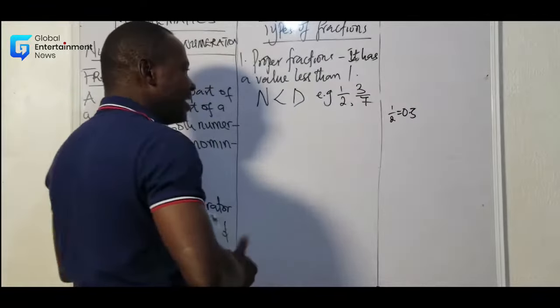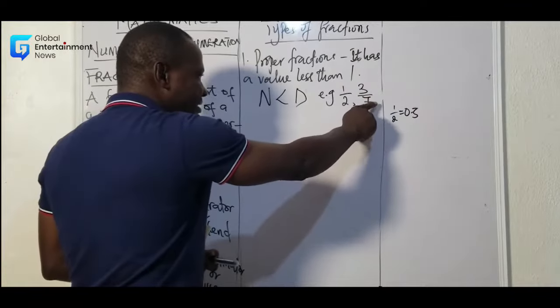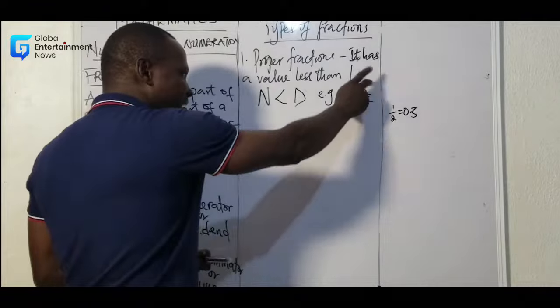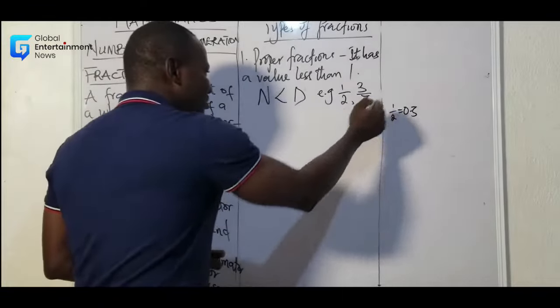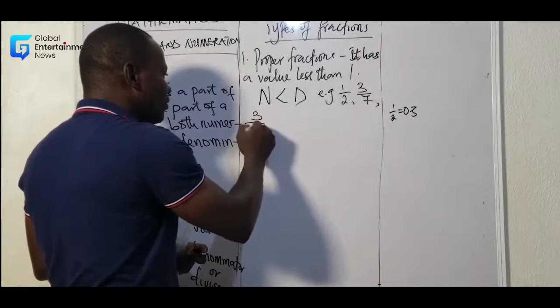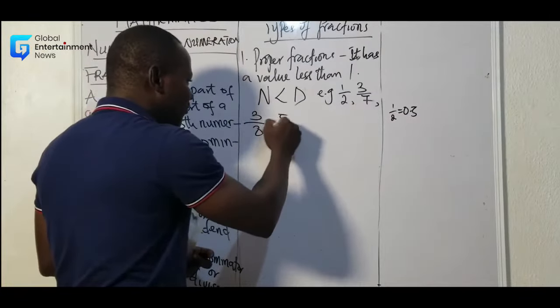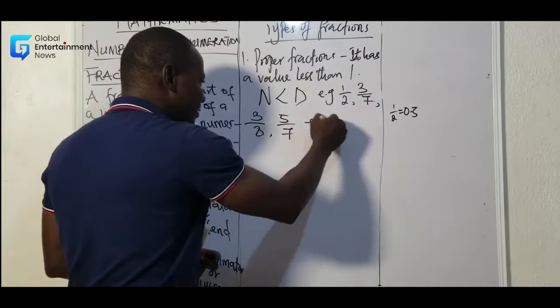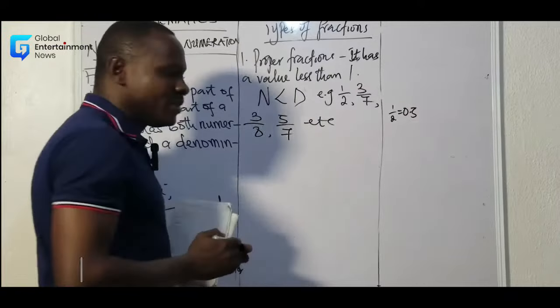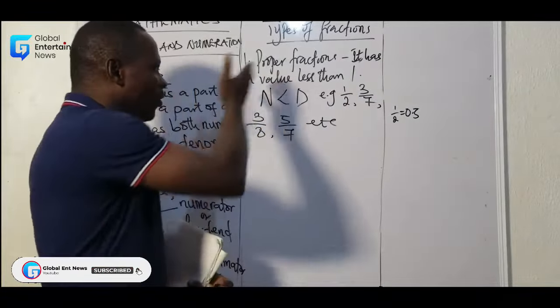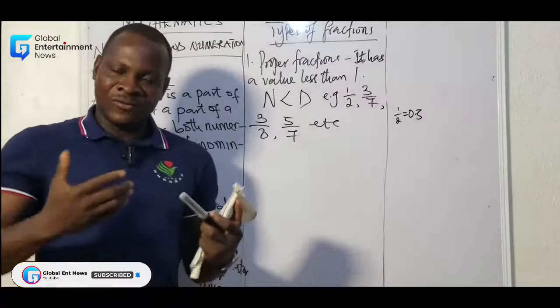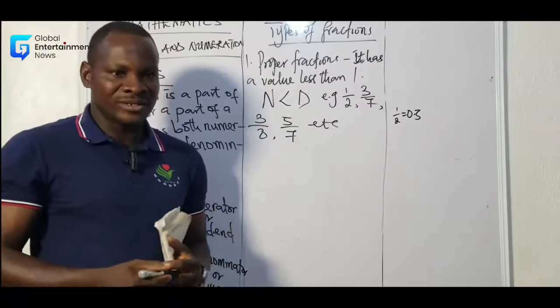You can see that the numerator is less than the denominator. And if you divide this, you are going to see that the number is less than 1. Another example, 3 all over 8. Another one, 5 all over 7, etc. Once you see that the numerator is less than the denominator, we call it a proper fraction. I believe you understand.